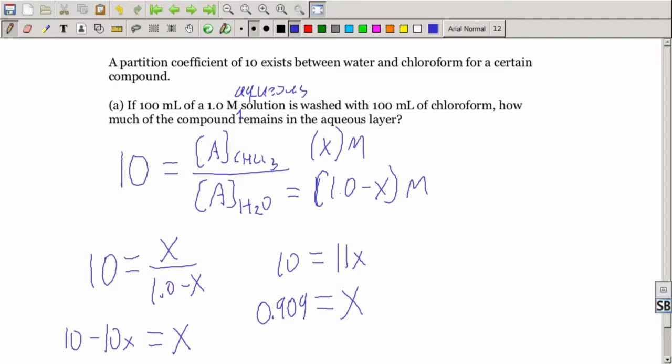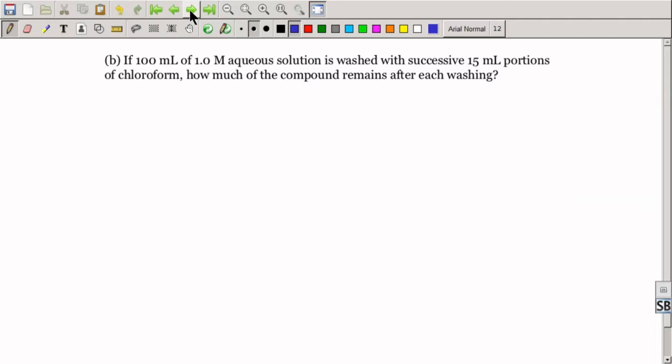Now, what about in this next case? What if we wash with successive 15 milliliter portions? How much are we going to wash away? Again, we're going to get the same thing: 10 is equal to x divided by 1.0 minus x. We're going to do that 3 successive times. How much are we going to get out? A whole lot more. And we're going to use a lot less solvent.